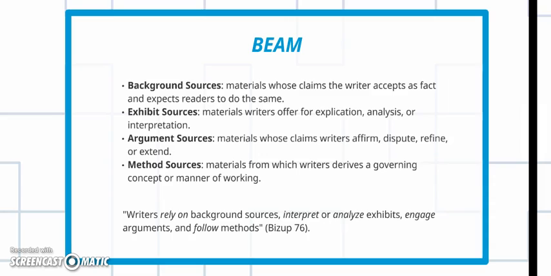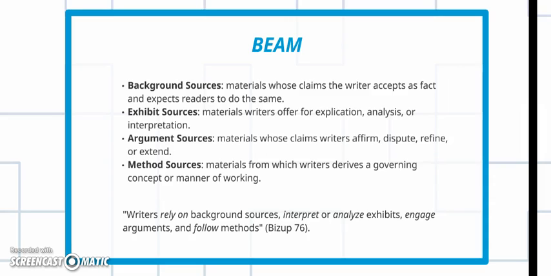BEAM stands for four different types of sources: background, exhibit, argument sources, and method sources. Background sources include materials whose claims the writer accepts as fact and expects readers to do the same. These might be statistics, they might be what in the old scheme was called a primary source. It could be videotape.